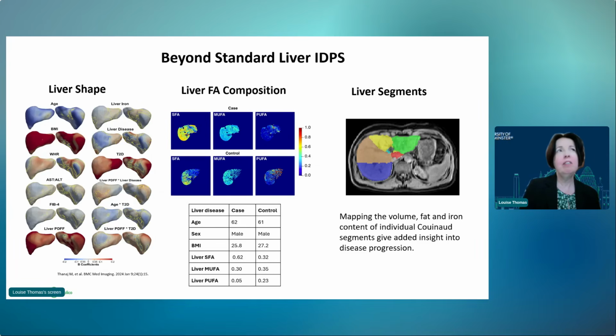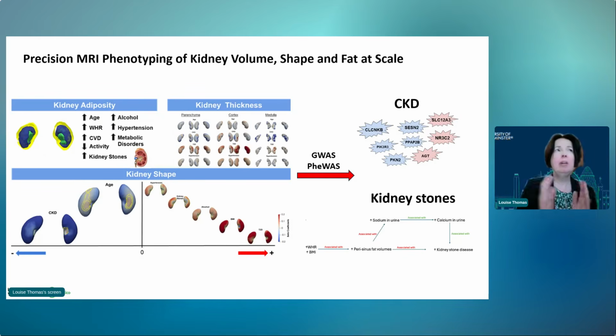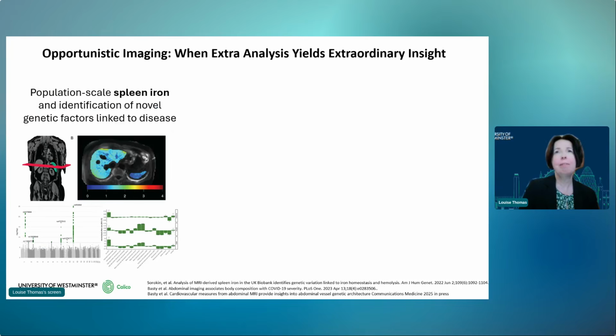Now, beyond the liver, we can look at the kidney in depth. We can look at the overall volume of the kidney, or we can subdivide it into its different parts, the cortex, the medulla. We can see how the genetics of that relates to chronic kidney disease. We can see how kidney shape changes with aging, with disease, and we can also look at how certain fat depots, so we can look at the perirenal fat volumes, and see how they're really important for the development of kidney stone diseases. So this is a study we've been doing with a team at Manchester.